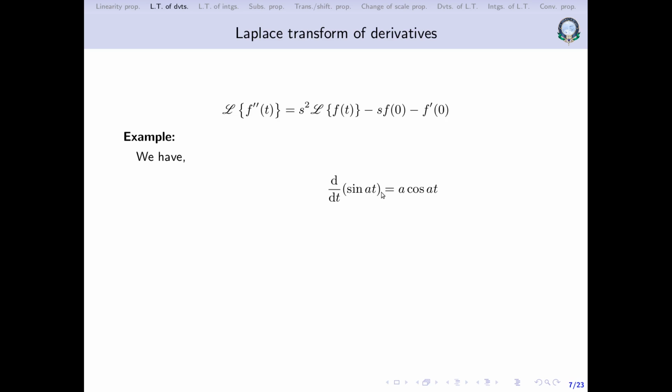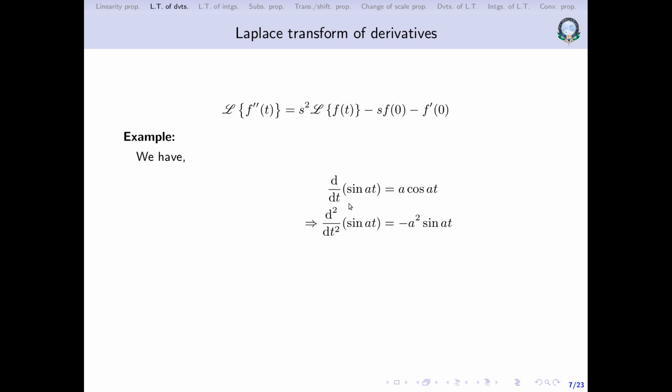So now let's consider this function, sine of at. What will happen if I differentiate sine of at? When you differentiate sine of at, d by dt of sine at, this will give us a cos at, because differentiation of sine is cos, and using the chain rule, differentiation of at will give us a. So a cos at. That's the differentiation.